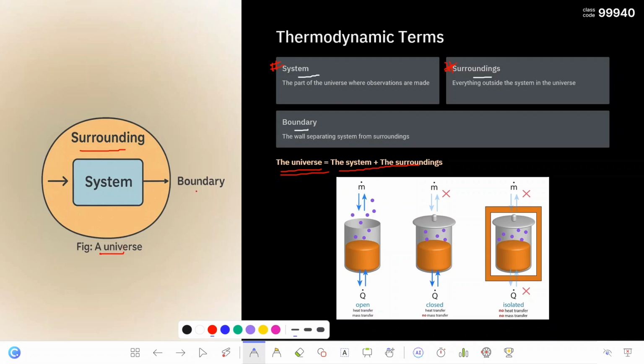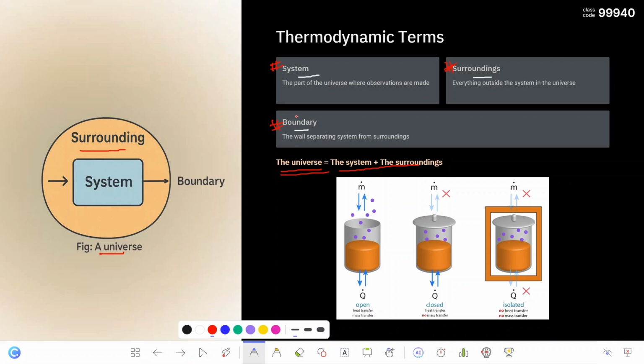Then one more term is there, boundary. Boundary is anything which separates the system and surroundings. Suppose, as I told, you are taking a glass of water, in that the glass portion is there, right? That is the boundary which separates the water from the remaining portion. So the boundary is the wall separating the system from the surroundings. So we understood the definition of boundary also. There are different kinds of boundaries.